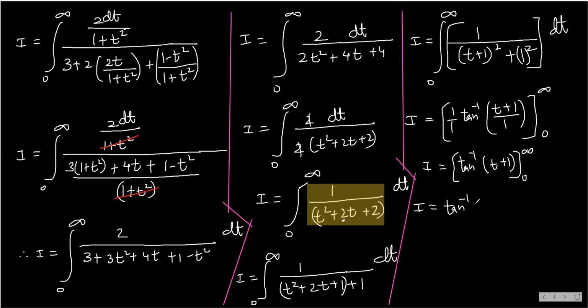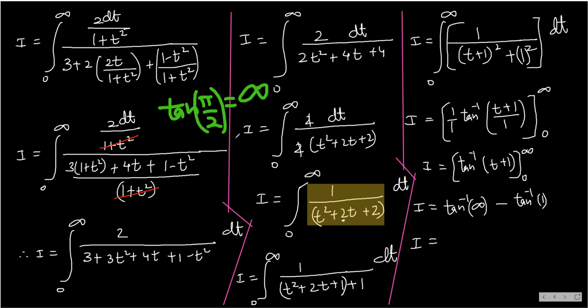So tan inverse of, I'll get here infinity plus 1. Now infinity plus 1 is infinity. Minus tan inverse of 0 plus 1. Tan inverse of 0 plus 1 is tan inverse of 1. Once again, now tan inverse infinity. As you know, students, when you had tan pi by 2, you wrote it as infinity. So if tan pi by 2 is infinity, so tan inverse infinity will definitely be pi by 2.